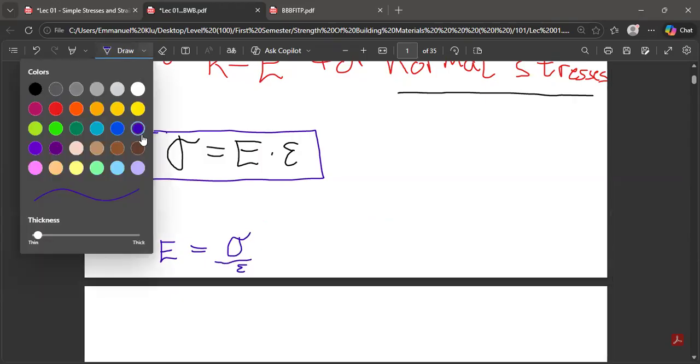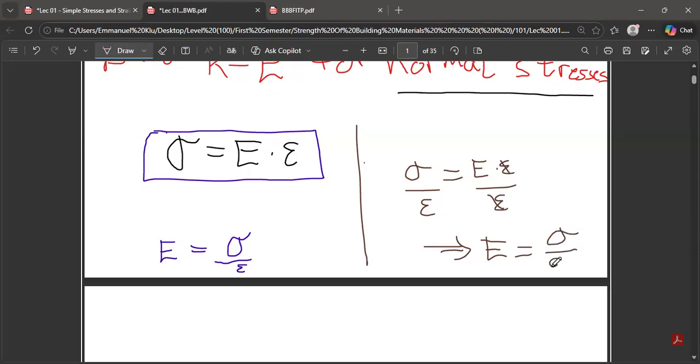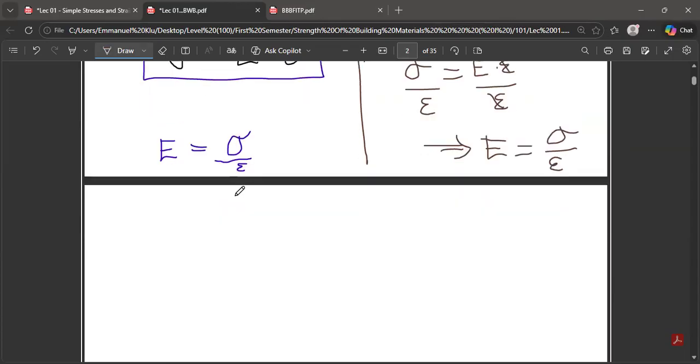Someone just asked me, how did I come about with that? This is because when we're having stress is equal to elasticity times the strain, you realize that if you want to make E the subject, you have to divide both sides by strain. And if this cancels this, finally you realize that you are going to be getting E being equal to stress over strain. Take note that there are so many ways of killing a cat.